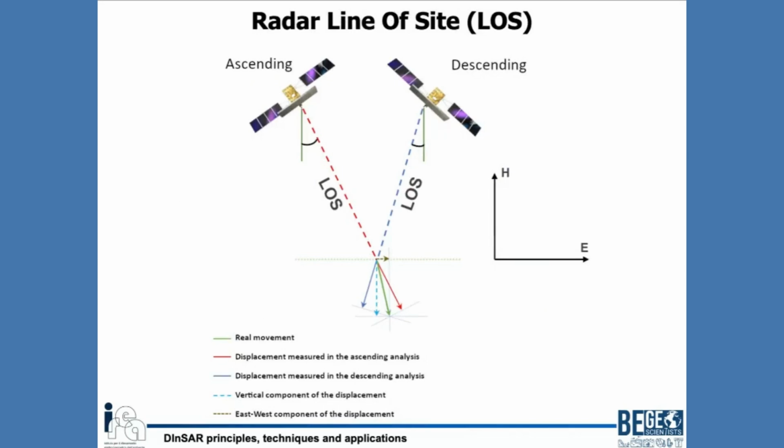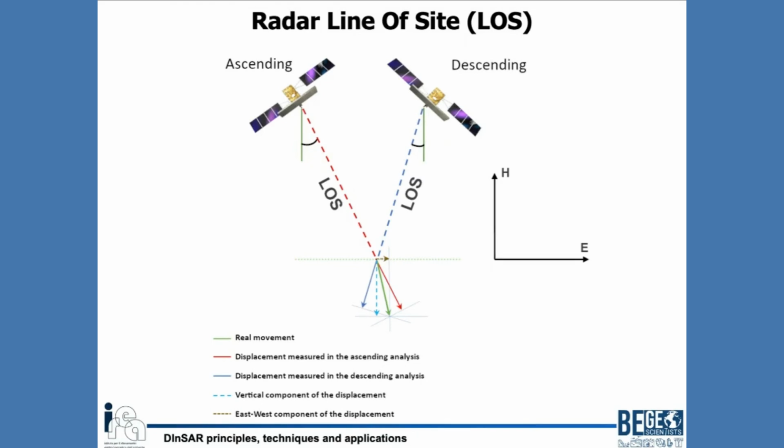Now it's important to focus on the geometry of the radar, because as you can see in this slide, if we have a displacement on the ground, the green arrow in this slide, that is composed of two components, for example, in the plane east-west and vertical, so the sky blue for the vertical one and the brown for the east-west component.